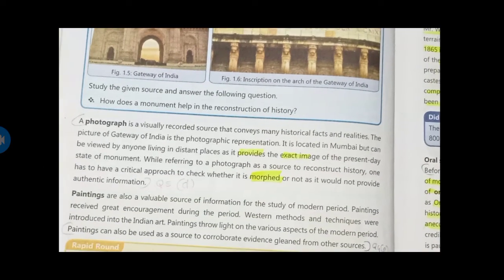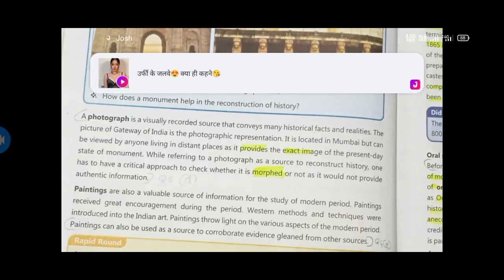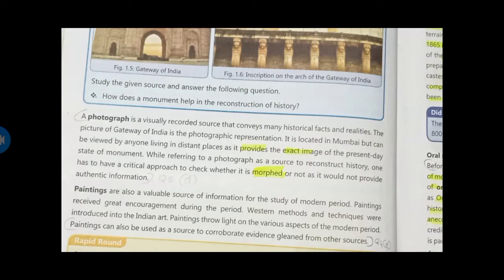Now see, photographs we'll see. A photograph is a visually recorded source that conveys many historical facts and realities. The picture of Gateway of India is a photographic representation. From these photographs we can understand how the buildings are. It is located in Mumbai, but can be viewed by anyone living in a distant place, as it provides an exact image of the present-day state of the monument.